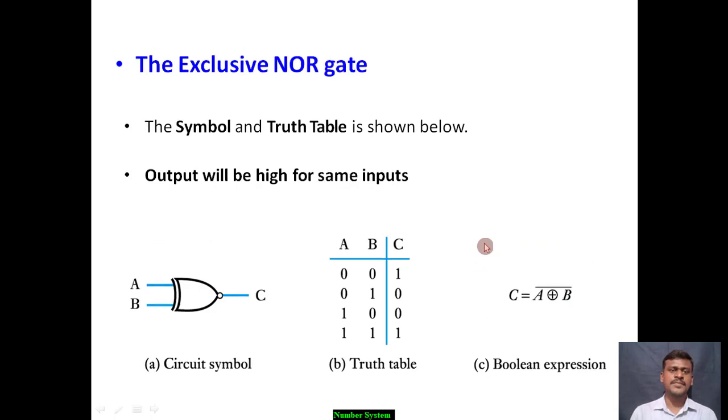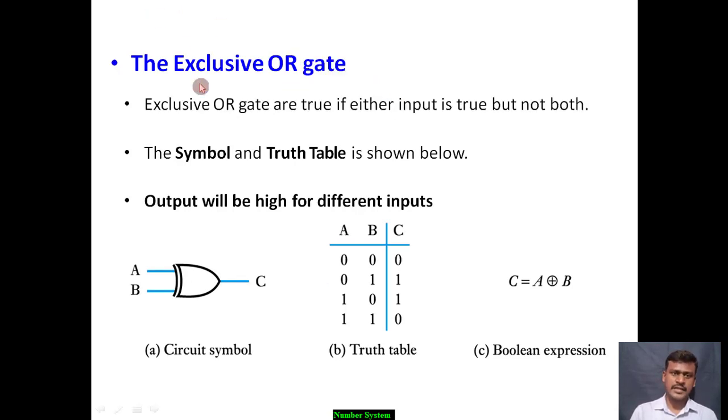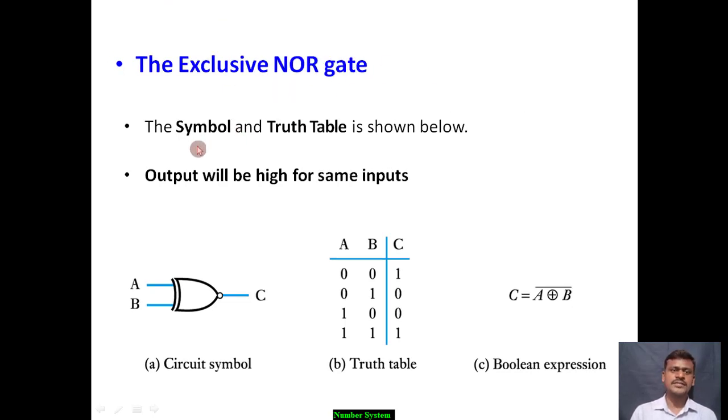Next is exclusive NOR. In case of exclusive NOR, it is the reverse of the exclusive OR gate. That means the symbol and truth table are represented here. In this one it will be a reverse, that is, a NOT is placed in front of the exclusive OR. That means NOT plus exclusive OR will become the exclusive NOR gate.